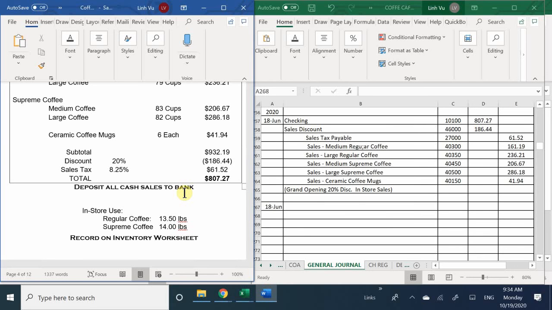In store use. Okay. Yes. So the in-store use is right here. So this is how we calculate a cost of goods sold. All right. So what do you want to do? Do you want to place the foundation down first, or do you just want to go directly straight to the inventory worksheet?